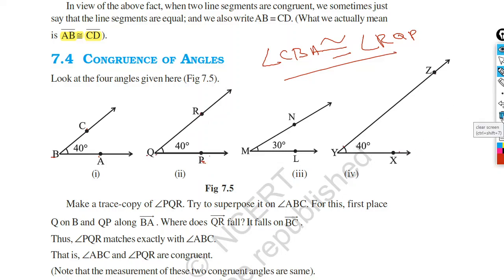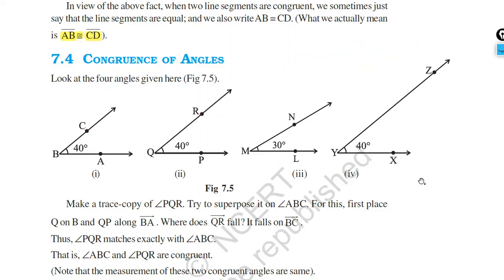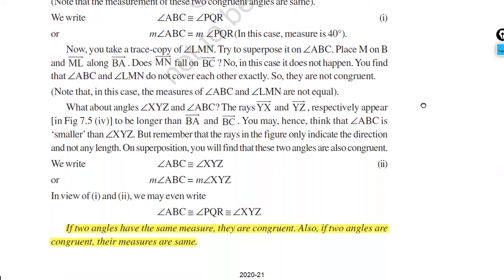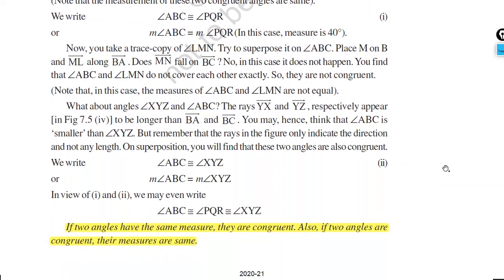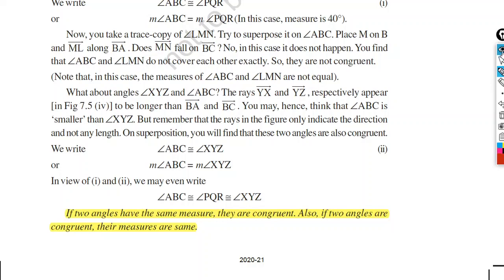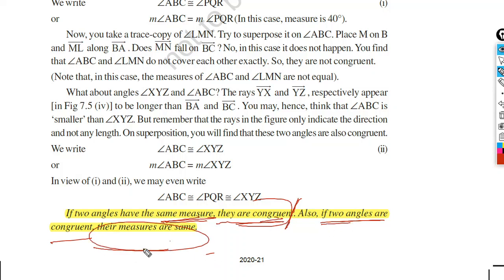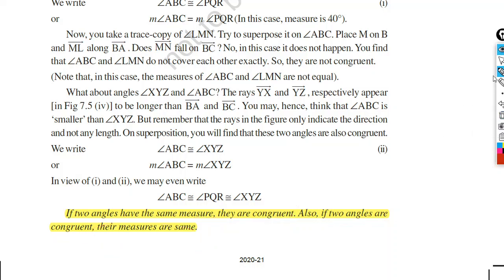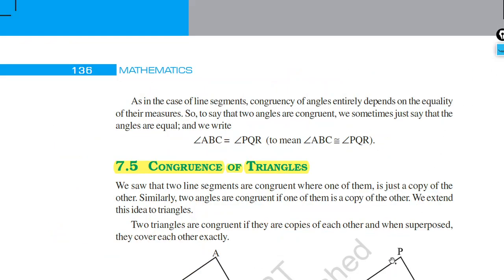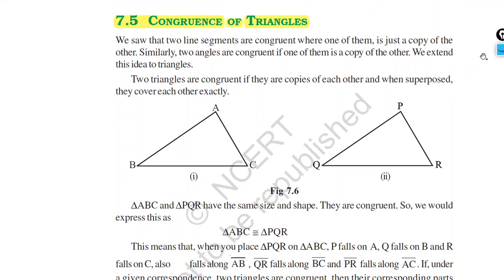So when two angles are congruent, if the measure of two angles is the same, then we can say the two angles are congruent. Here, if two angles have the same measure, then they are congruent. In other words, if two angles are congruent, their measures are the same. That means if measures are the same, then congruent. If congruent, then the measures will also be the same. So now we'll move to congruency of triangles.